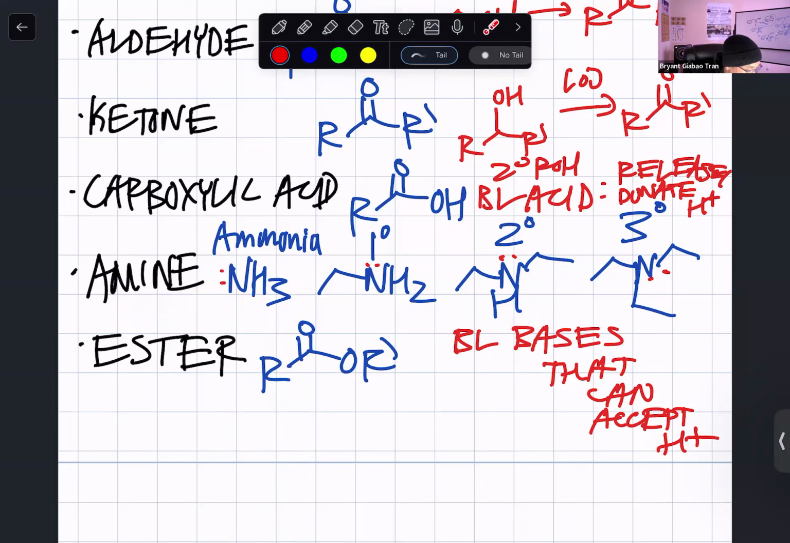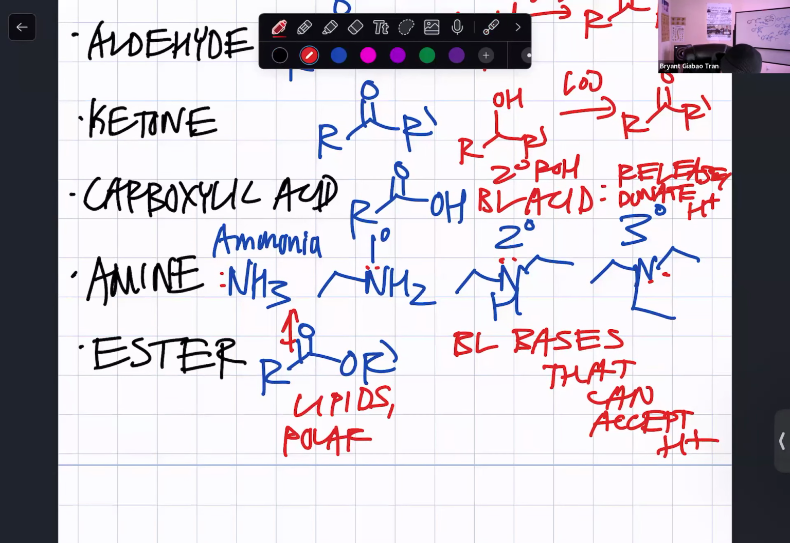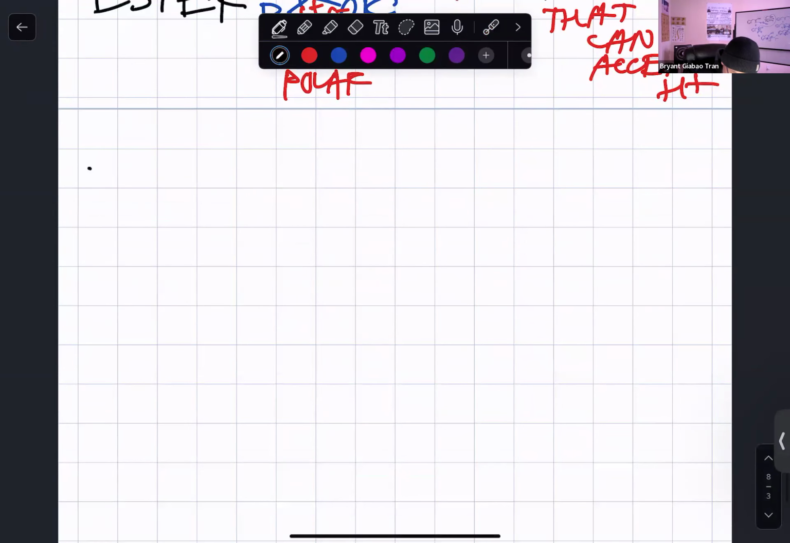An ester is going to be found in a lot of biomolecules like lipids. It's going to be polar, right? Because it has these permanent partial charges here, right? Where the oxygen is more electronegative than the carbon, giving these oxygens a partial negative charge and that carbon a partial positive charge, right?